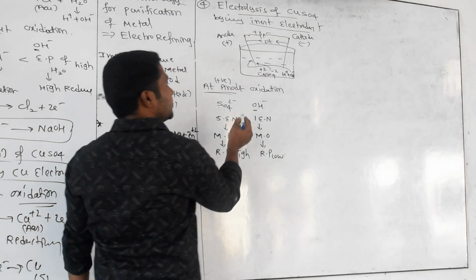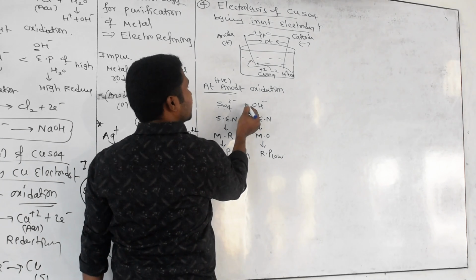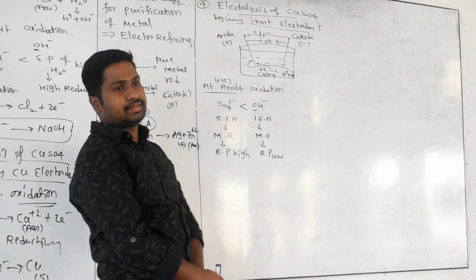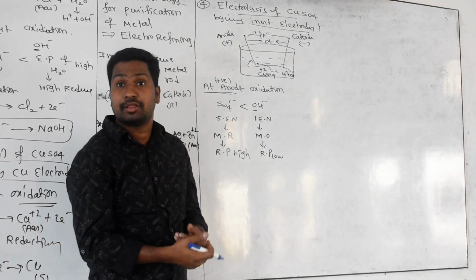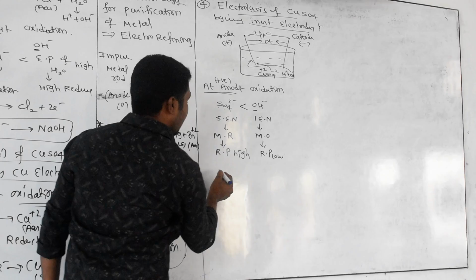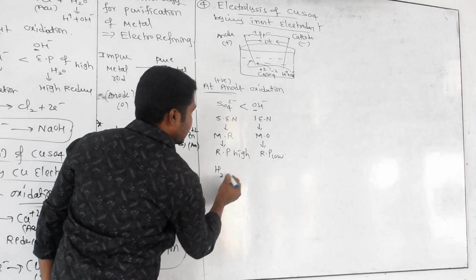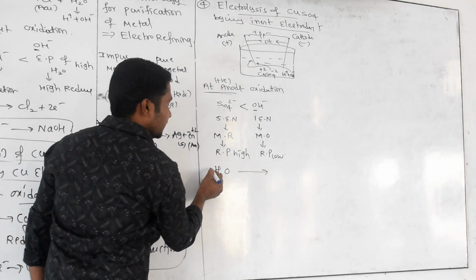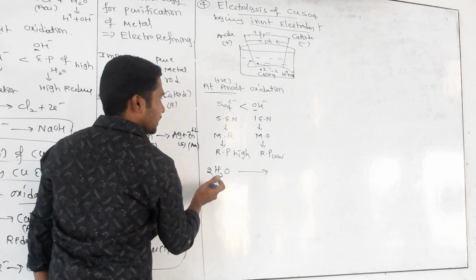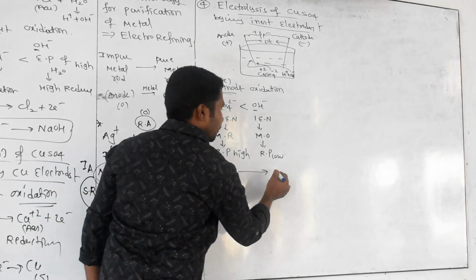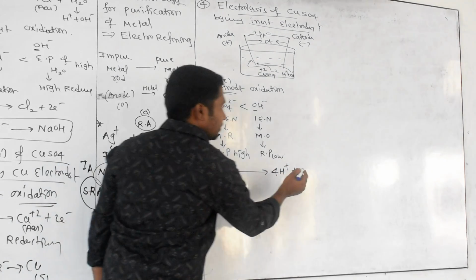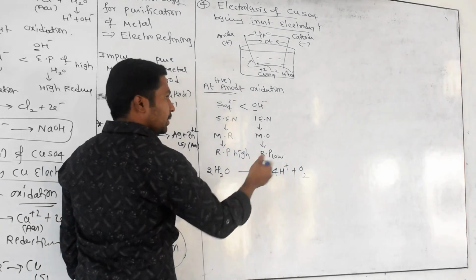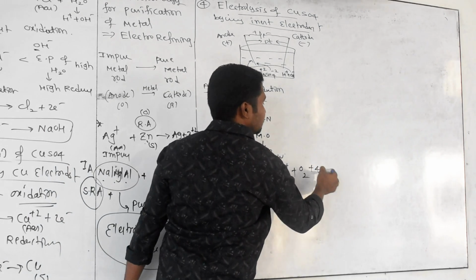Out of these two species, which is more favorable for oxidation at the anode? OH minus. OH minus cannot be available by itself, but it is available in the form of H2O. Oxidation: let's take 2 moles of H2O. The 4 hydrogens become 4H plus, and the oxygen becomes O2. How many electrons will be liberated? 4 electrons will be liberated.